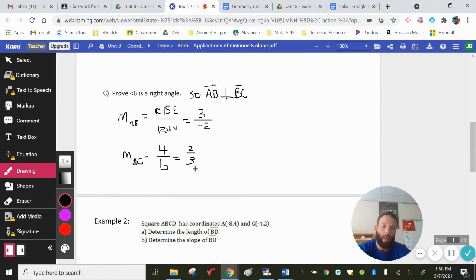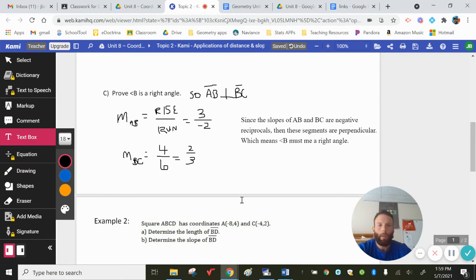By showing this, now I just have to summarize what this says about these segments. So since the slopes of AB and BC are negative reciprocals, then these segments are perpendicular, which means angle B must be a right angle.